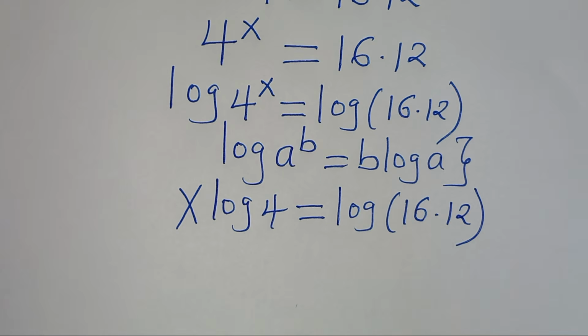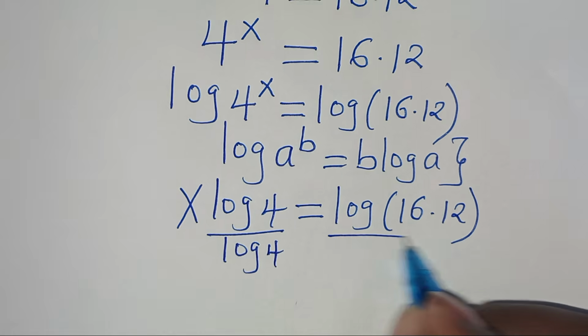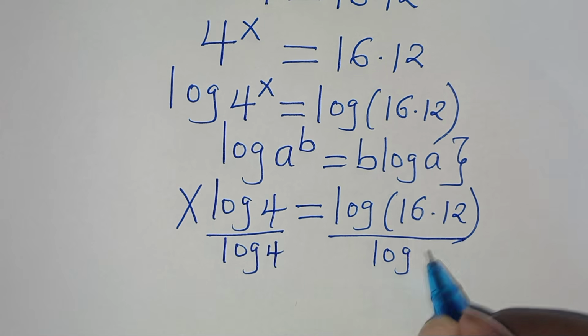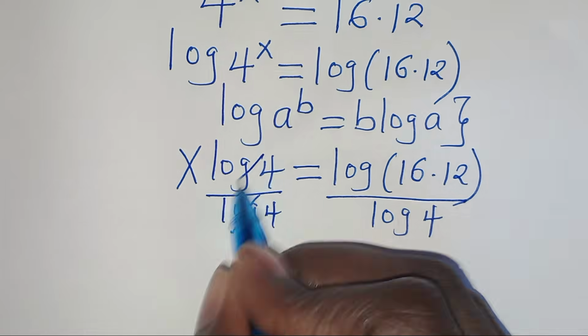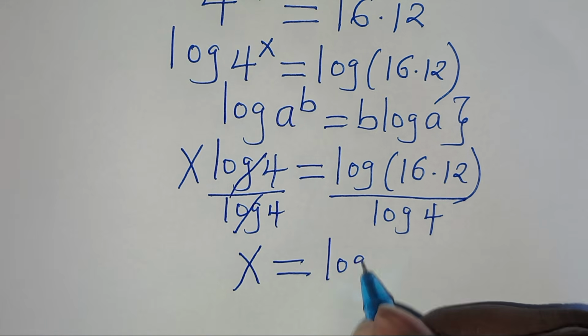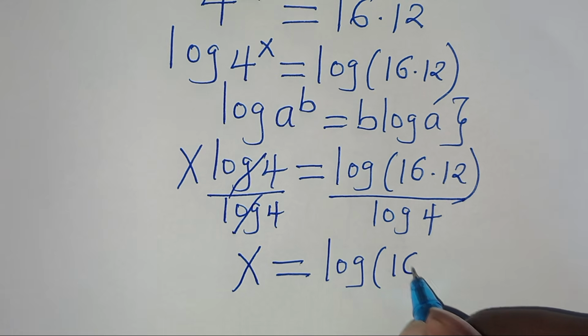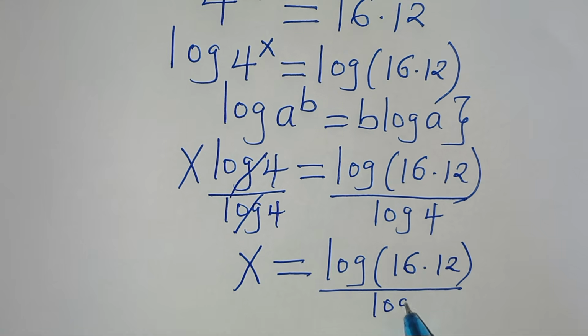Now the next step is to divide on both sides by log 4, and also here we have log 4. So we can simplify here so that now x is equal to log 16 multiplied by 12 divided by log 4.